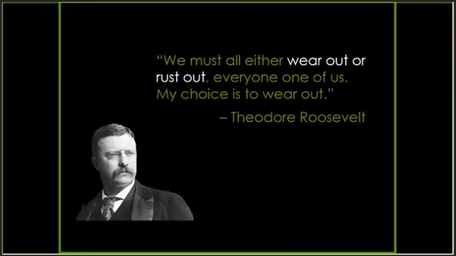We must all either wear out or rust out. Every one of us. My choice is to wear out. So this is, you can sit on the sidelines or you can play the game. You can act quickly and proactively. I use this quote to kind of drive home the point of wearing out through action rather than rusting out doing nothing. So again, the goal of this quote is to further emphasize this. If it's not working, start to do something else, act, decide a different way, and kind of continue this process.